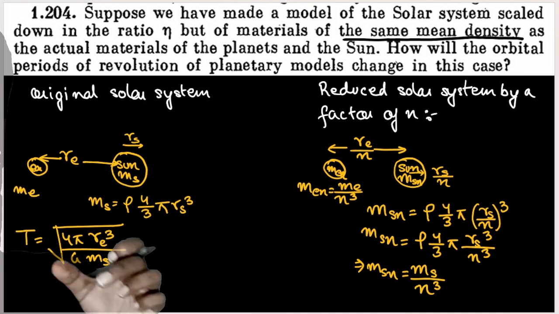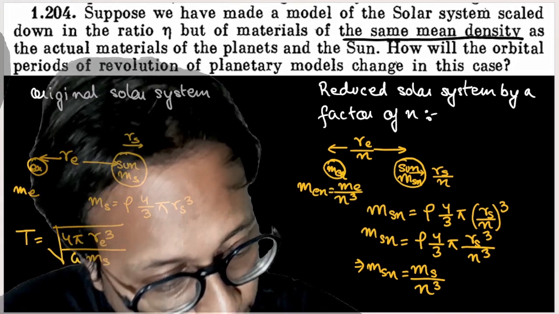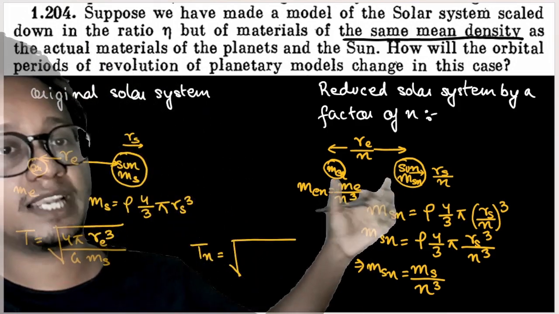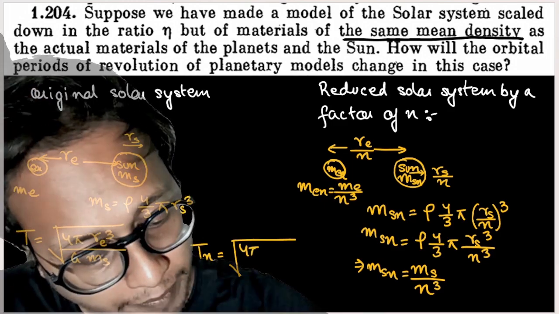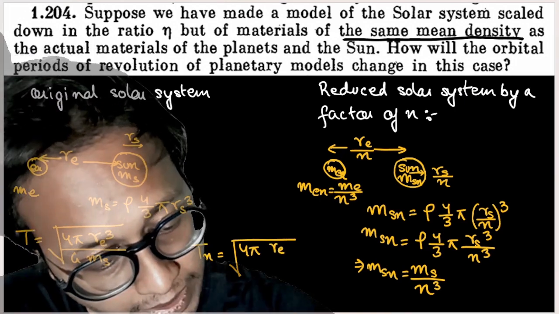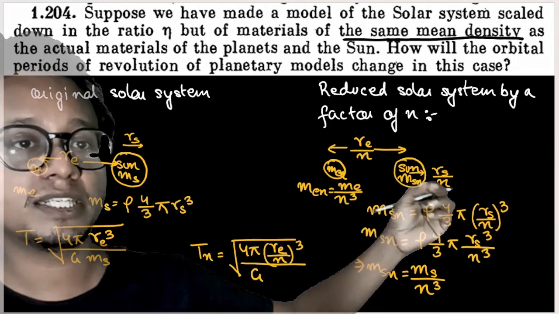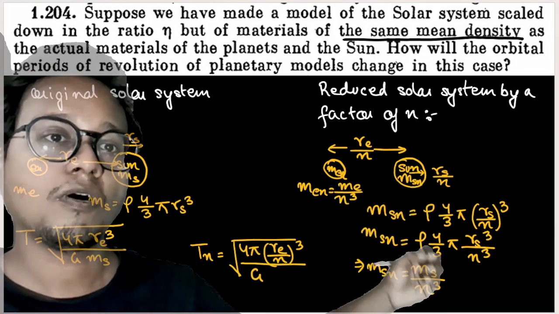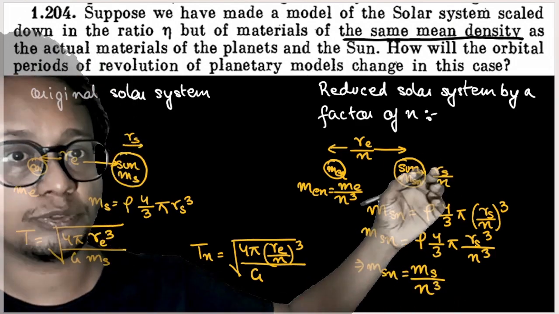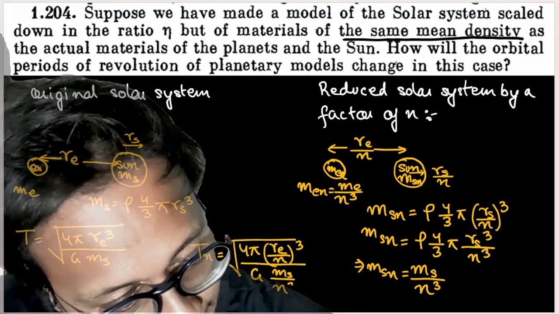Okay. My new question is, what is the new time period? The new time period, T new of Earth, or time period of Earth in the scaled solar system, is nothing but 4 pi square into the new radius. What is the new radius? RE by n. So the new radius is RE by n cube, divided by G into what is the mass of the sun in the scaled solar system? It is nothing but the original mass of the sun divided by how much? n cube. So the new mass of the sun in our scaled solar system is the original mass of the sun divided by n cube.